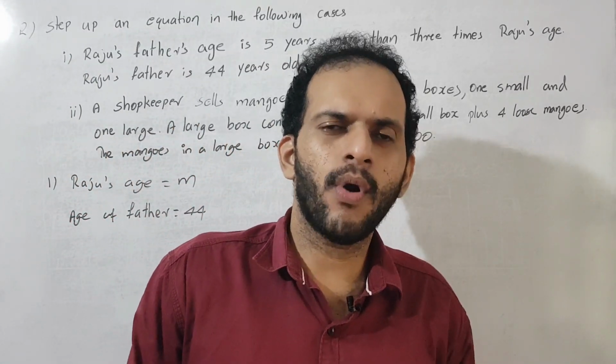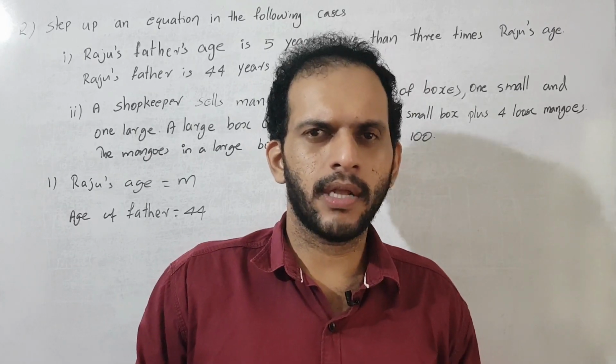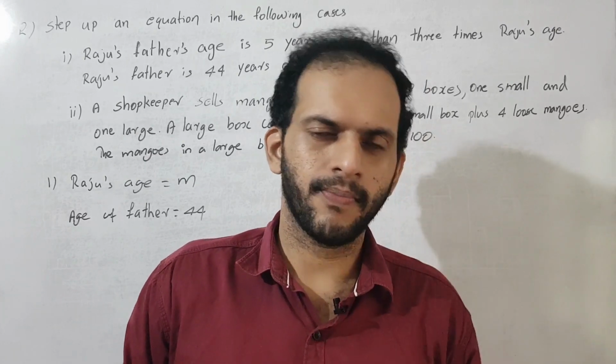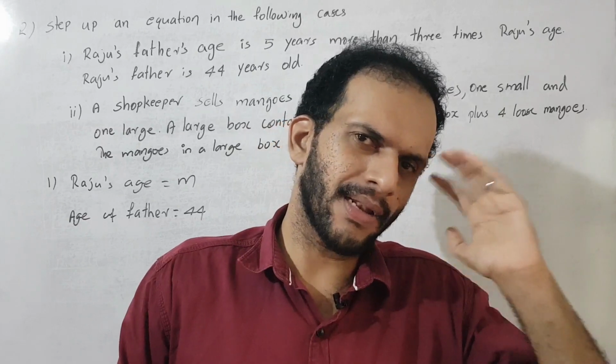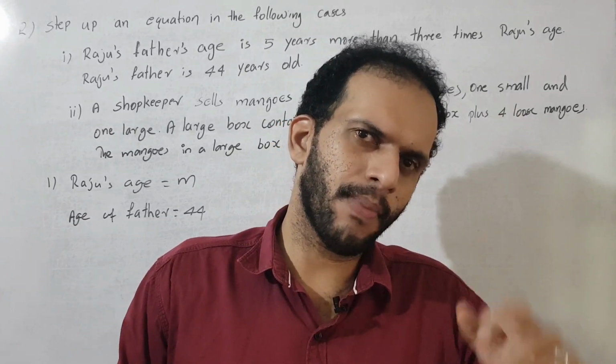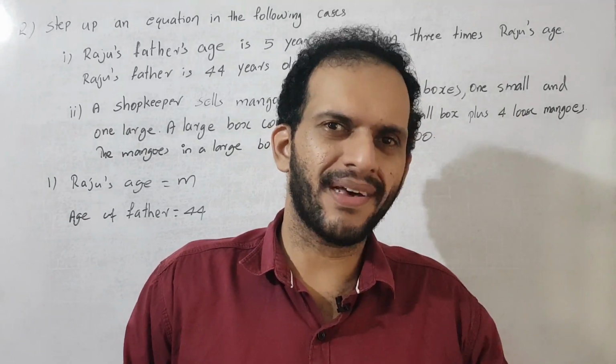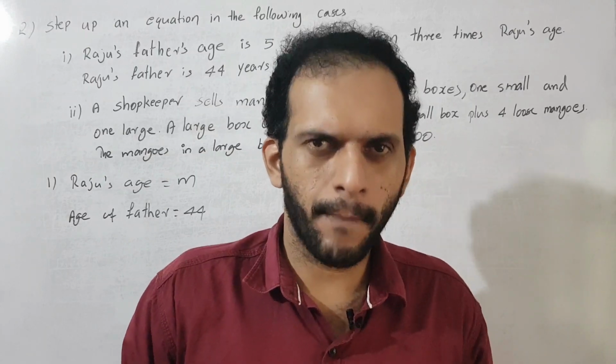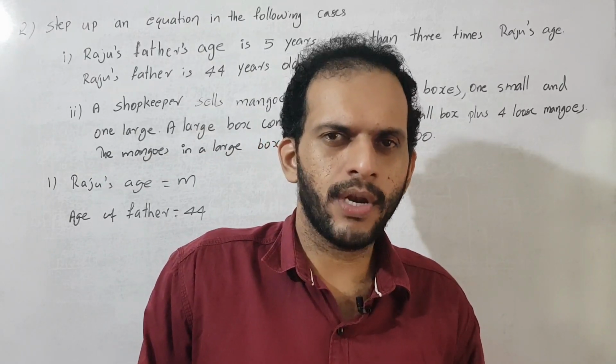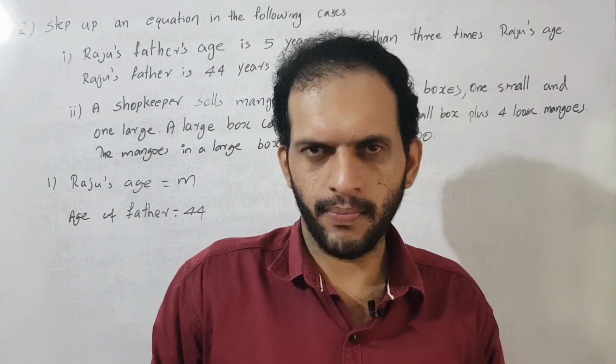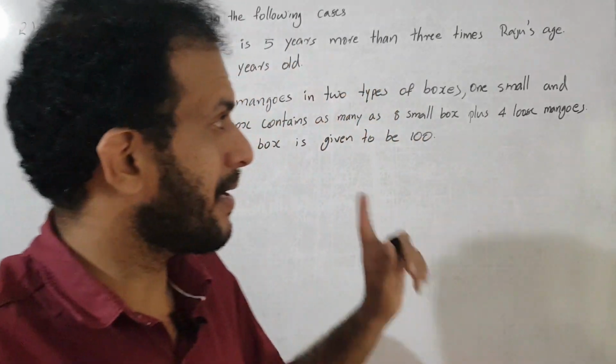Then the symbol denoting more than, we know what is that? The more than symbol is plus. If the sentence has more than, or older than, we denote it with the symbol plus. If it is less than, we denote it with the symbol minus. Okay, in making an equation.